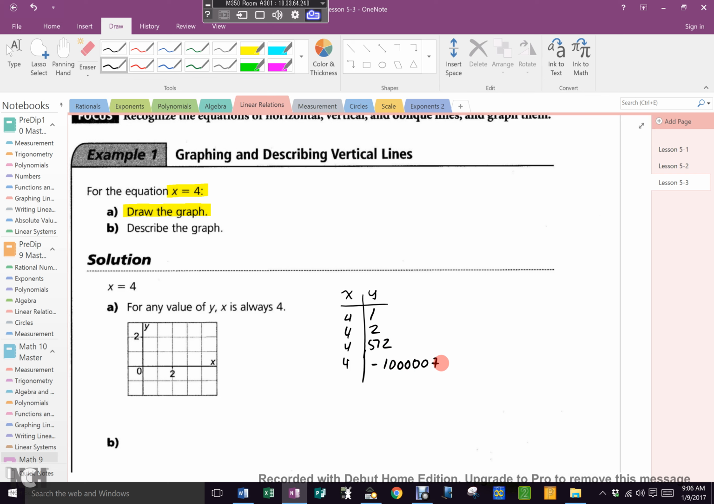Where is X 4? 1, 2, 3, 4. Right there, agreed? Do we all agree? Where else is X 4? Is X 4 right there? Yeah. Is X 4 right there? What about right between them? What do I end up drawing? A straight line. Right? So the next thing says describe the graph.